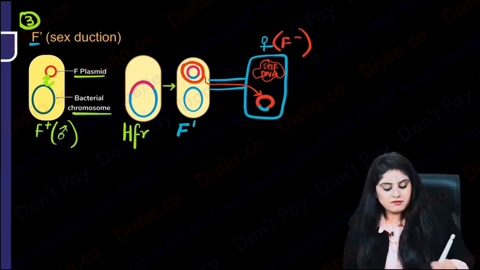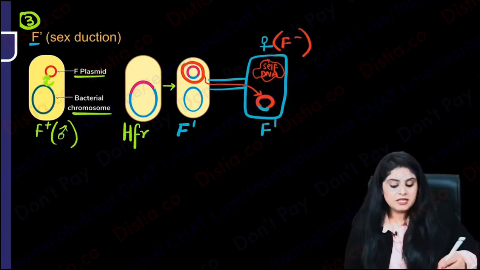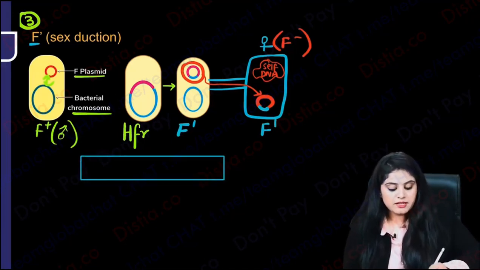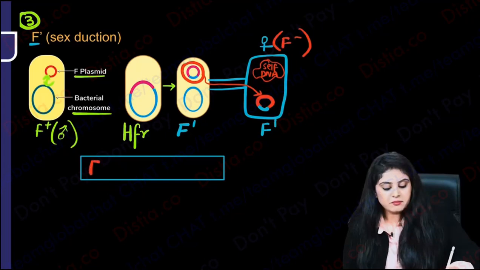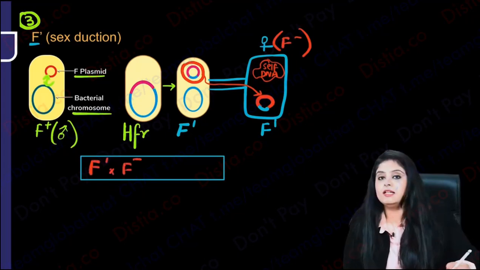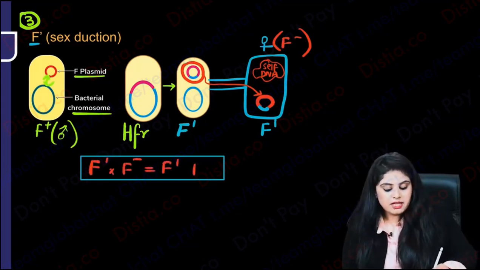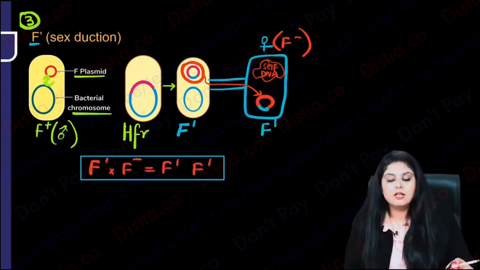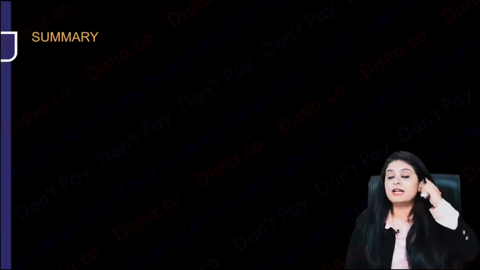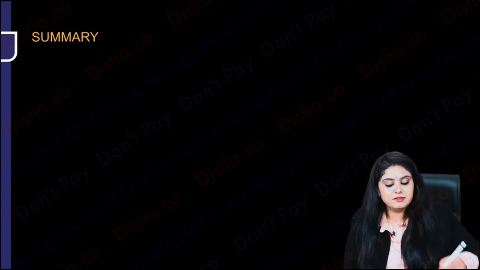So can I say now my female has converted into F prime? So can I now put up a very simple table over here that if F prime will conjugate with any female, both of them will end up becoming F prime, F prime. So first you will have to do a summary with me and then we will go on to the next topic. I know it's a tough one, but now I'll give you a very simple hint.